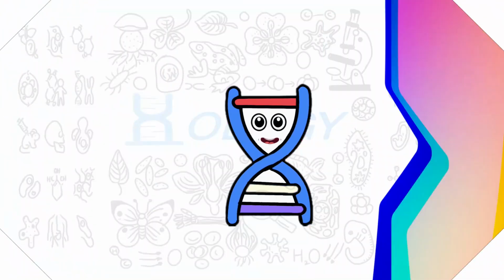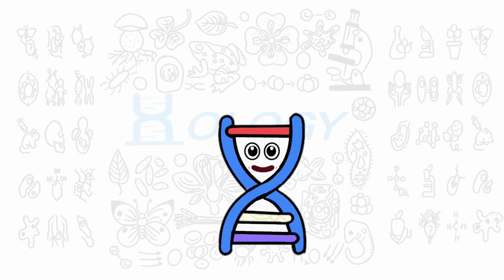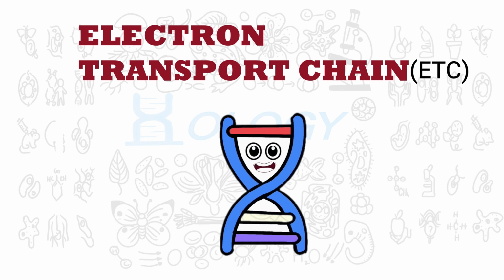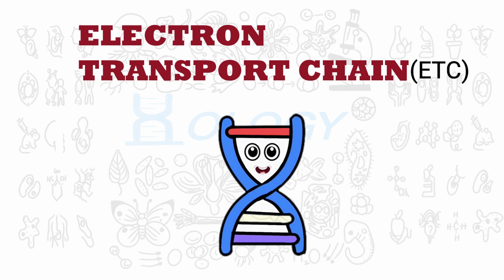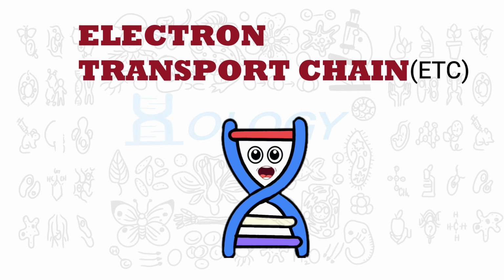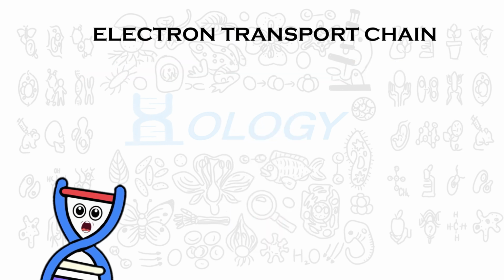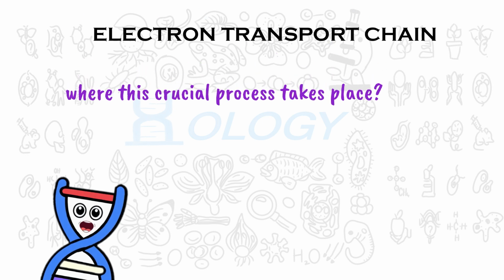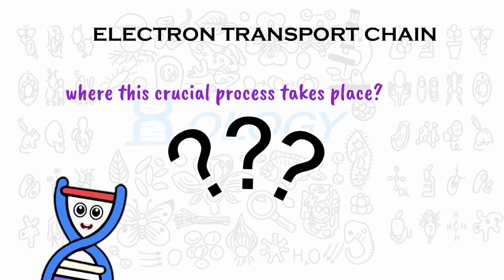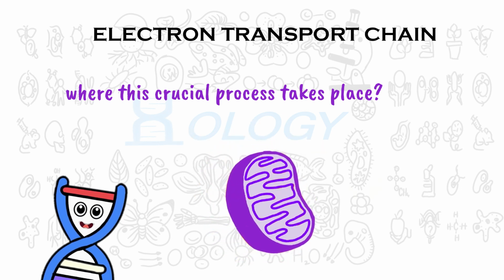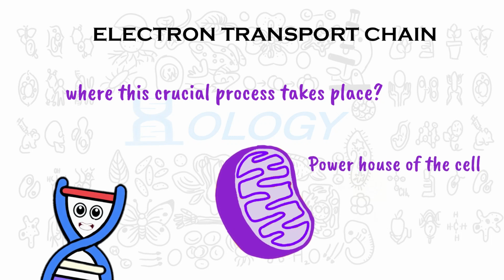In this episode, we delve into the intricate world of the Electron Transport Chain. Known as the ETC, get ready to understand the machinery responsible for generating energy that fuels our cells. Let's begin. But before we dive deeper into the Electron Transport Chain, let's take a look at where this crucial process takes place. The Electron Transport Chain occurs within the mitochondria, often referred to as the powerhouse of the cell.